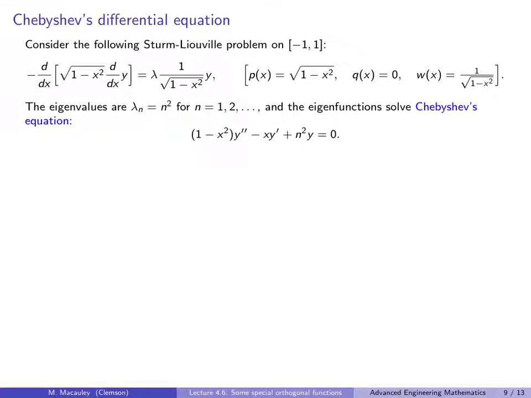If you go ahead and solve this, you can find that the eigenvalues are very simple. They're just n squared for positive integers n. And the eigenfunctions, so if you plug this back in for lambda and you simplify this ODE, what you get is Chebyshev's equation. This looks much simpler. 1 minus x squared times y double prime minus x y prime plus n squared y equals 0.